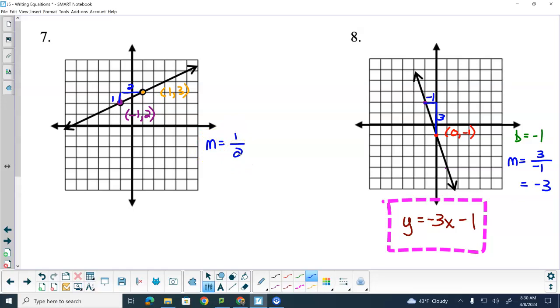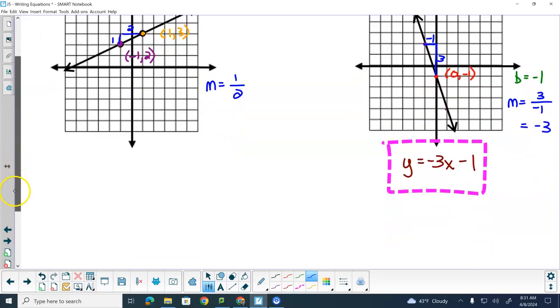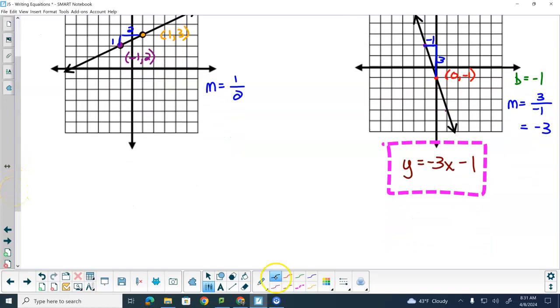Do you want to use purple or do you want to use orange? First off, let me ask you another question. Does it matter if we use purple or orange? No, because they're both on the same line, right? Purple? Okay. So I'm going to scroll down here just a bit. So we got y equals mx plus b. Well, what's the y value of the purple one?